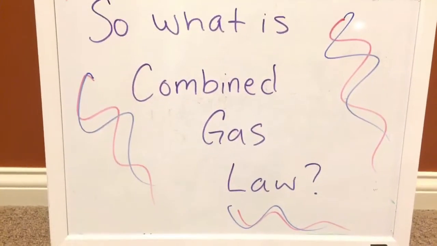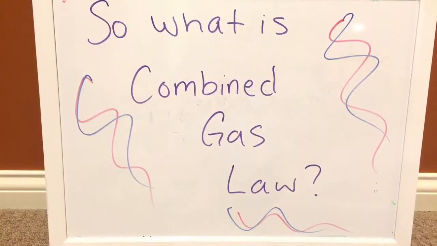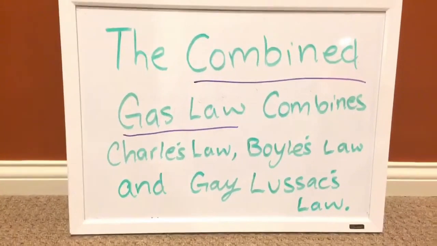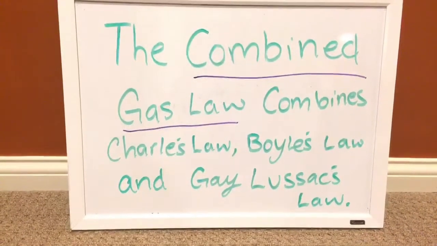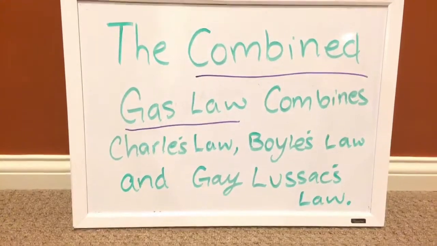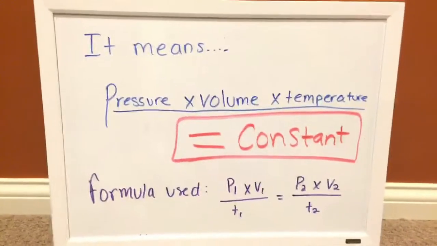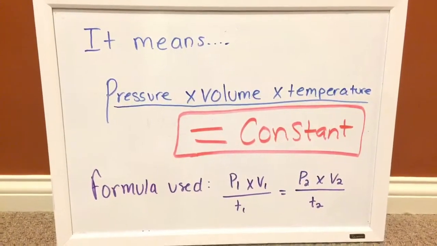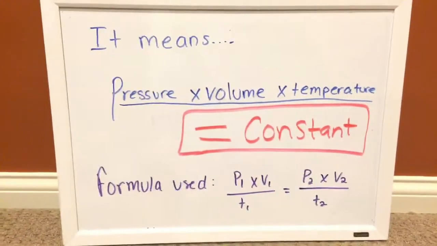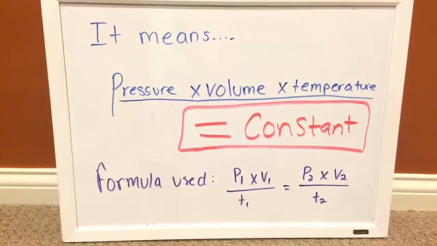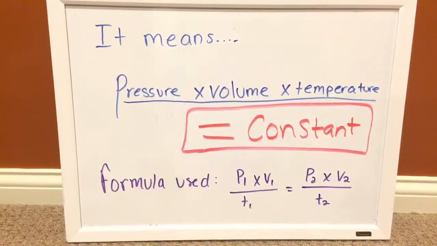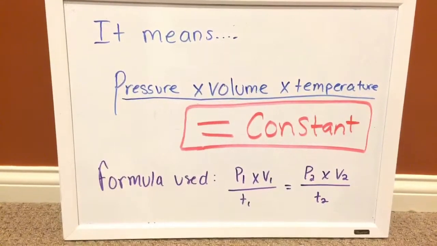So, what is a combined gas law? The combined gas law combines Charles' law, Boyle's law, and Gay-Lussac's law. What exactly does that mean? It means that pressure times volume times temperature equals the constant. The formula used is P1 times V1 over T1 equals P2 times V2 over T2.